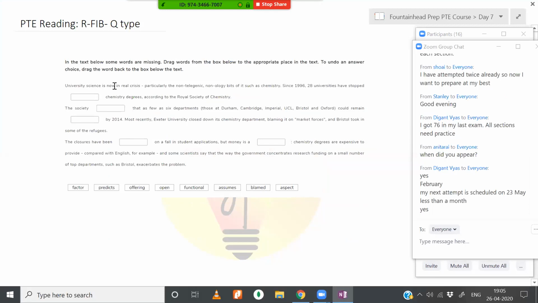So you will have a text with blanks. Now you also have a lot of options below this text. You have to see which of these words will fit in the blank. All right. So usually most of the texts are academic in nature, and you will have to start scanning for the right word and then fit it in the blank provided.